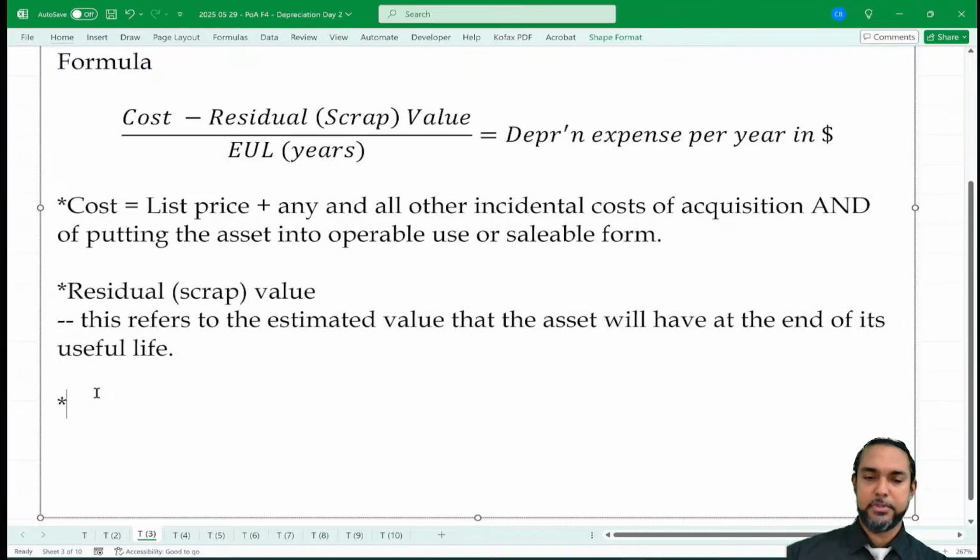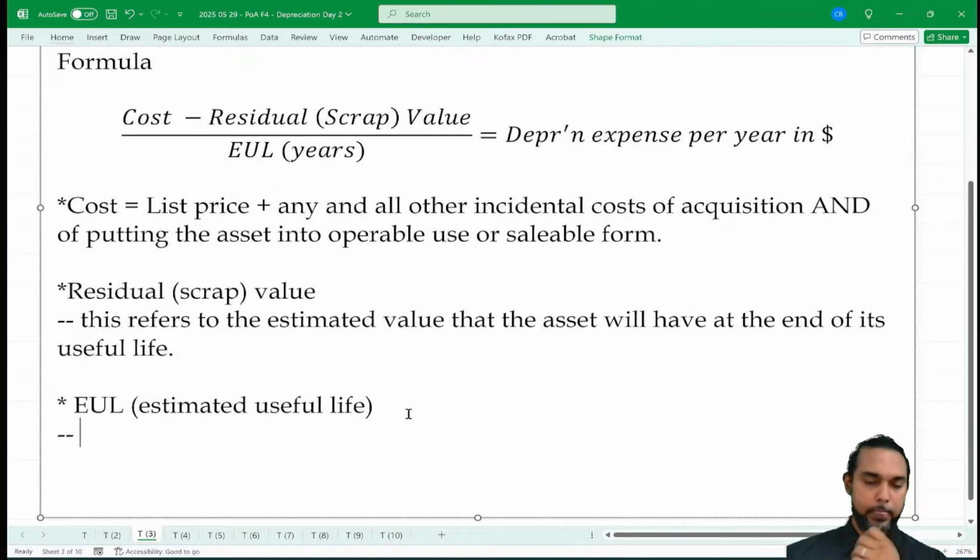Of course, the third thing was the EUL, or the estimated useful life. Okay, so this one is kind of straightforward, right? This is simply the number of years which you expect the asset to be in use.